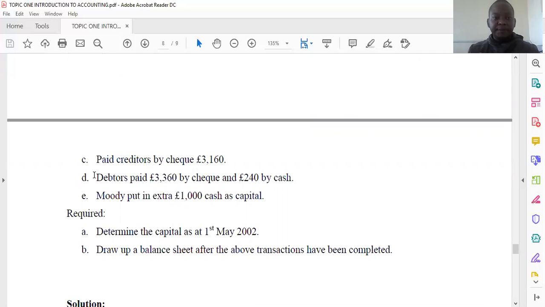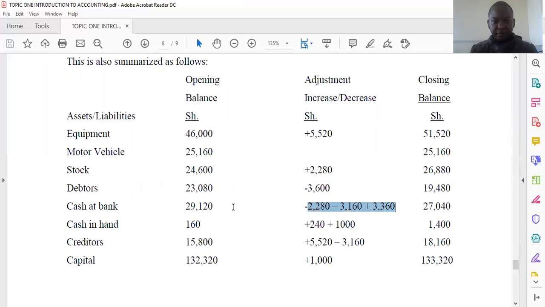So when they give us money, money will increase. So therefore, the bank will increase and the debtors will decrease. So debtors decrease by that 3600 and the bank will increase by that 3600. So as you can see, bank increases and debtors decrease. Oh, I can see there's a mistake here. This should have been 3600, not 600. So please note that mistake.